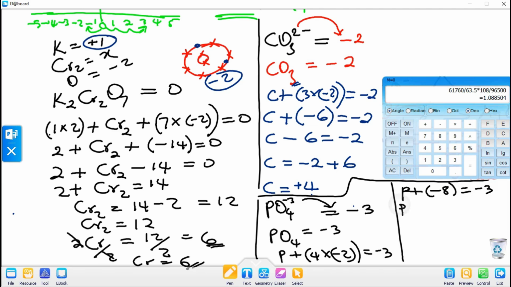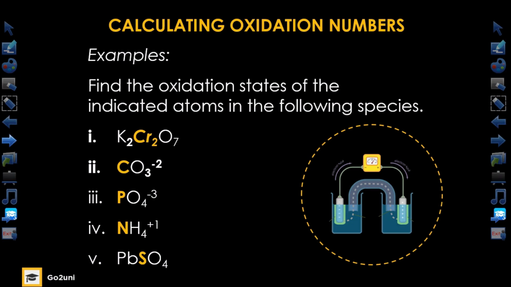So this will become P minus 8 equals -3. So P will now be equal to, when 8 goes over the other side, -3 plus 8. So the oxidation number of phosphorus will now be plus 5. If you wish, you can write plus 5 or just 5. So it means our phosphorus is plus 5. So this is how to calculate oxidation states or oxidation numbers of elements.